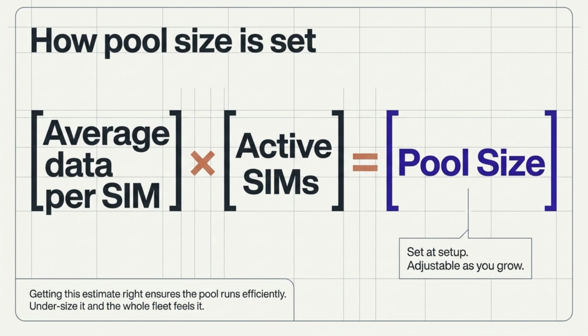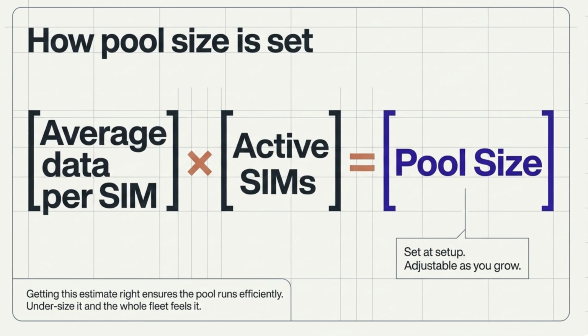Sizing a pool is straightforward. Take the average data you expect per SIM, then multiply by the number of active SIMs. That gives the pool size. You set it when you subscribe and adjust it as the fleet grows. Get the estimate right and the pool runs efficiently. Undersize it and the whole fleet feels it once the pool runs dry, so the setup conversation matters. That is where scoping with a real usage picture pays off.